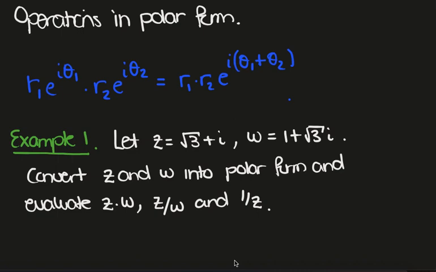Operations in polar form. The main idea is that if we take two complex numbers which are written in polar form and multiply them together, the modulus of each of them will multiply and the arguments will add. Okay, so let's look at an example.